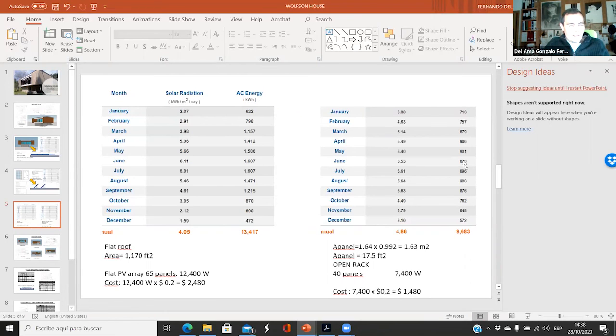This is not architecture. This is not building physics or building science. This is about money. Okay? And money matters for sure, because it depends. So first, do I have $2,500? No, I don't. I only have 1,500. So this is my option because I don't have enough money to do this.